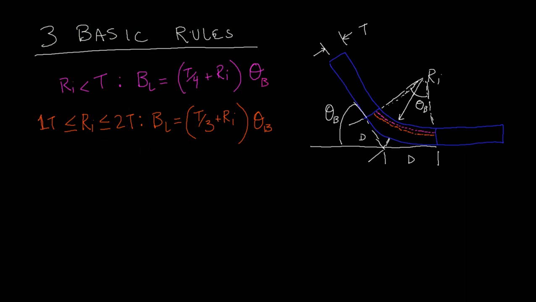So for that rule, maybe I'll draw in green here. If Ri is greater than 2 material thicknesses, BL, or bend length, is equal to T over 2 plus the inside radius times the bend angle. So that would occur right at the halfway mark.